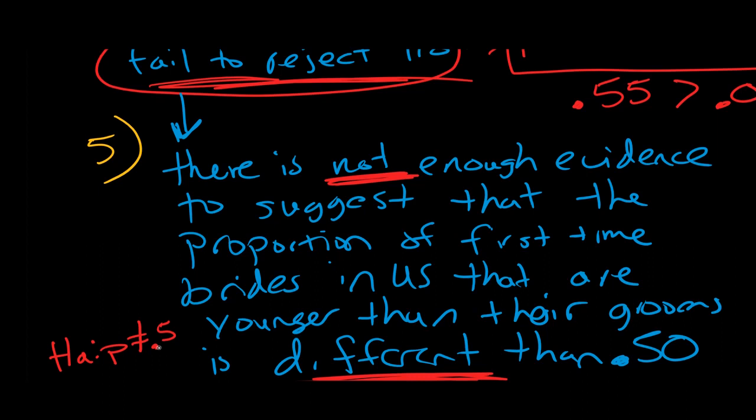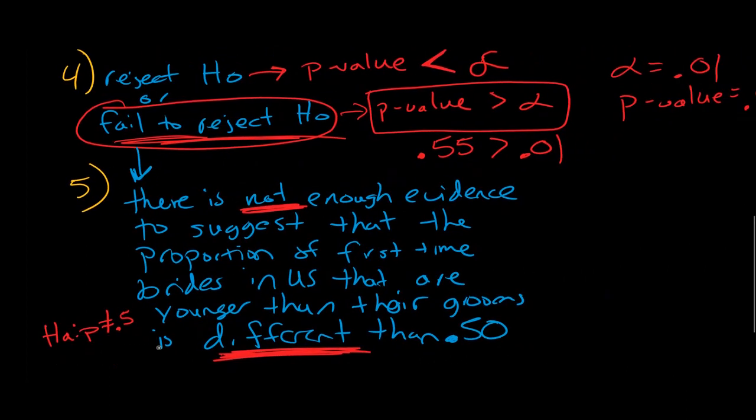Okay? And if I had rejected the null hypothesis, the way I've written this step number 5, it would have been exactly the same, except I would have gotten rid of the word not. I would have said there is enough evidence to suggest that the proportion of first-time brides in the U.S. that are younger than their grooms is different than 50%. Okay?